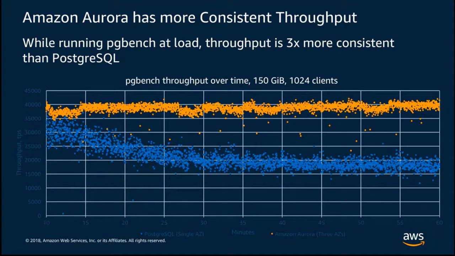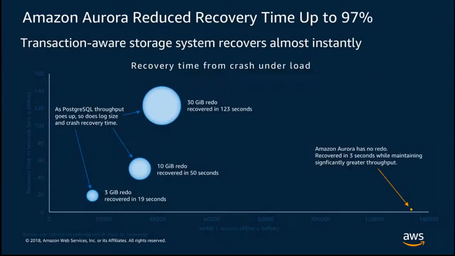Now the other way to look at that data is with throughput, and on this slide we want to be as high as possible. You can see the Aurora Postgres throughput is significantly higher than standard Postgres and also much less variable. Again, it's a tighter band of performance behavior.